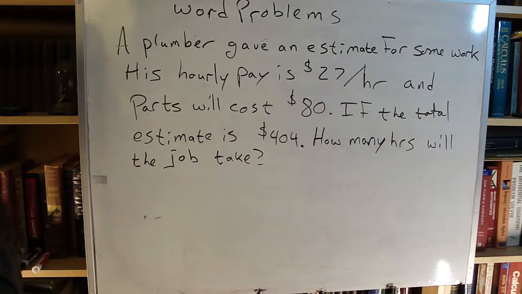A plumber gave an estimate for some work. His hourly pay is $27 per hour, and parts will cost $80. If the total estimate is $404, how many hours will the job take?